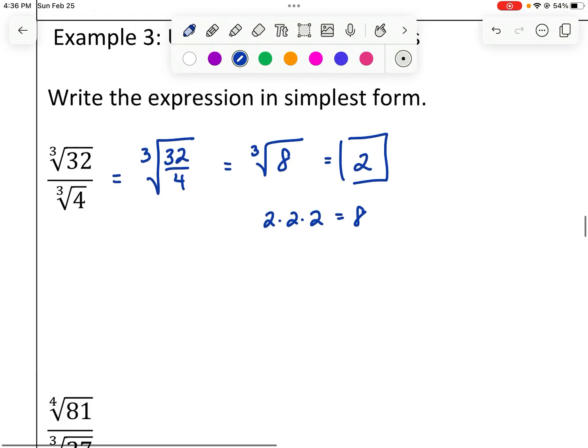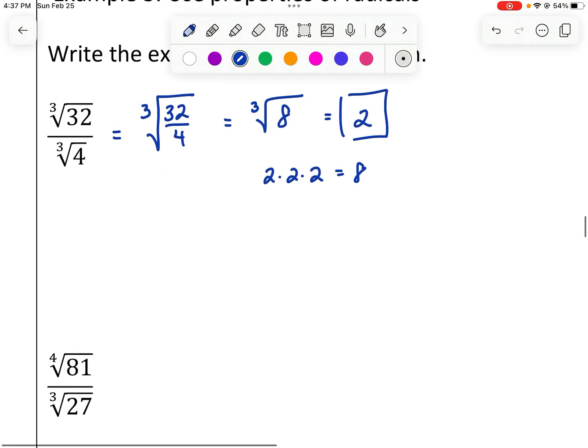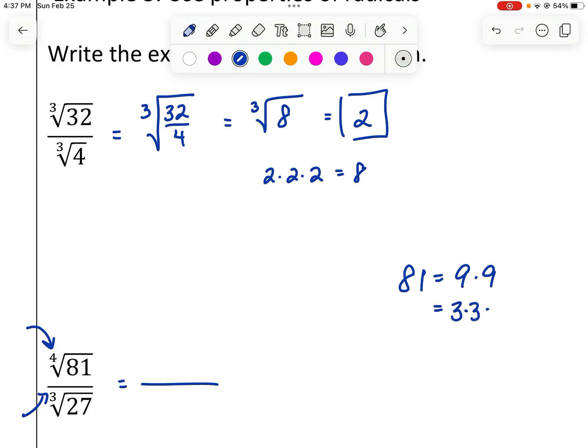The next one, hopefully you notice, hey, these indexes are not the same. The 81 has an index of 4, the 27 has an index of 3. So 81 is equal to 9 times 9, which means that it's equal to 3 times 3 times 3 times 3, right? Those 3's are for this 9, and then these 3's are for the second 9. So 3 to the 4th power is 81.